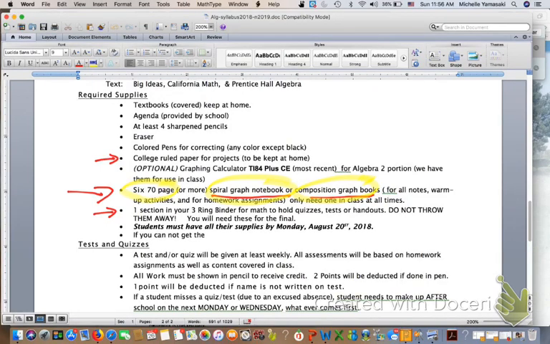Okay, so we have the spiral graph notebook that they need daily, their pencils, and then I did mention the optional graphing calculator. We do have those in class, but if you are going to get one, the TI-84 plus CE is the one to get. They used to have them on sale at Target in August, but they're no longer on sale, so I think for our purposes, it's fine if your kids use it in my class.